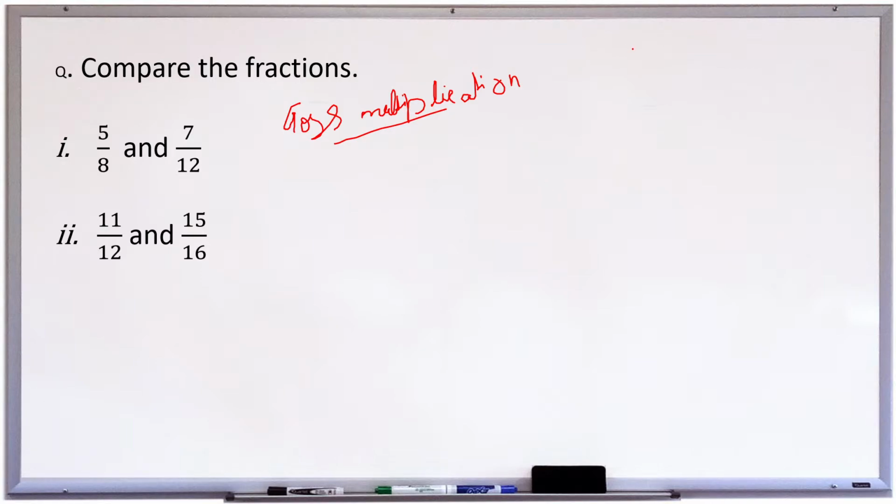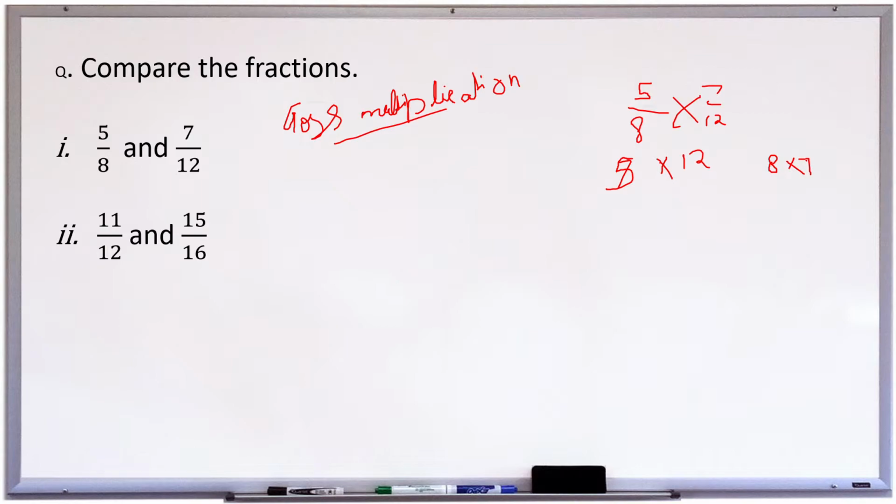Suppose you have 5 upon 8 and 7 upon 12. We have to compare them with cross multiplication. We will do 5 into 12, and then what people do is write 8 into 7. This creates confusion. इसी की वजह से confusion होता है.